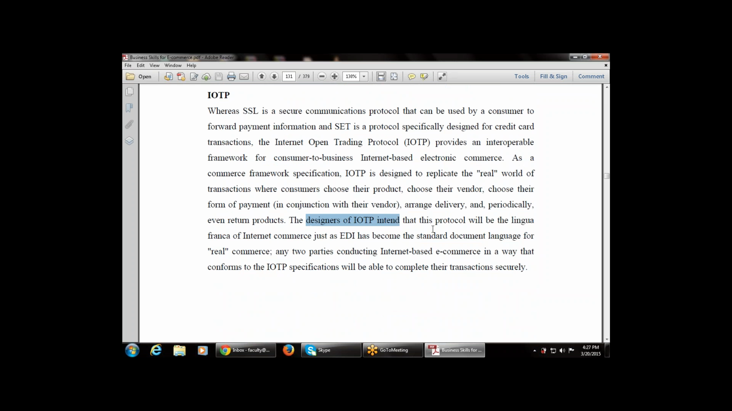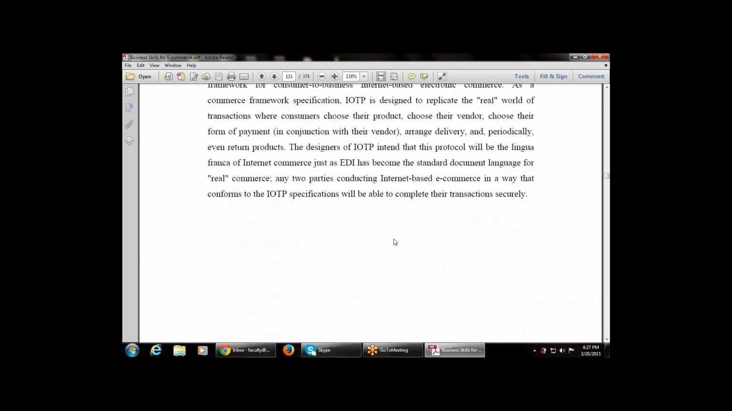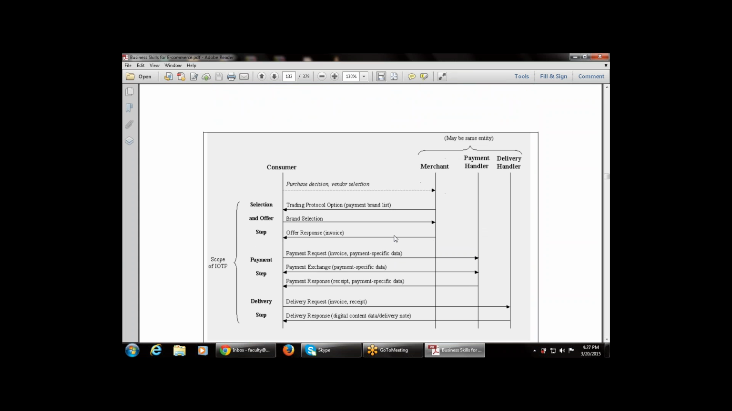The designers of the IOTP also use the financial institution, that is the internet connection, and that is used as EDI, that is electronic data interchange. And this is the diagram that shows how this will be used. There is a consumer, then a selection and offer step, then a payment step, then a delivery step. First is the selection and offer step, then the payment is made, then delivery is made for the transaction.